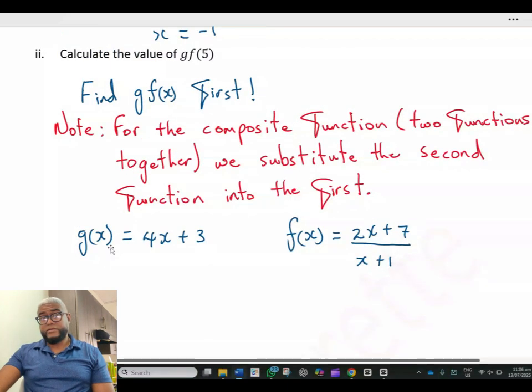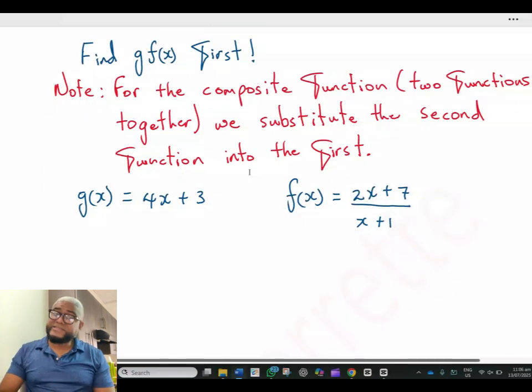So, watch me here. This is the mission, gf of 5 is the mission. But before we find gf of 5, we need to find gf of x first. So, Daryl, going on what I tell you here for this note, you have to substitute the second function into the first.